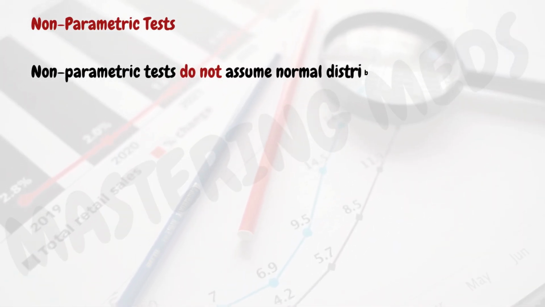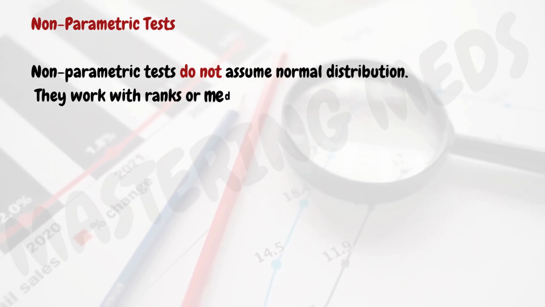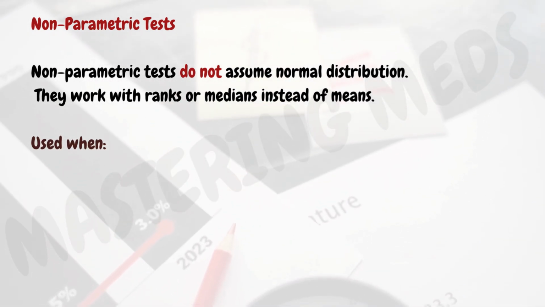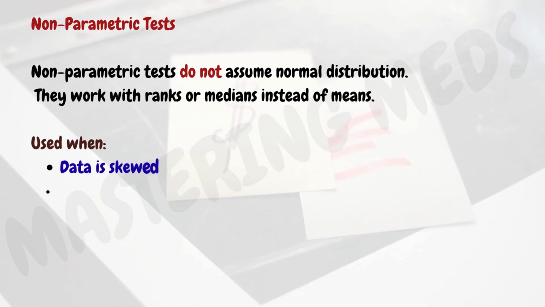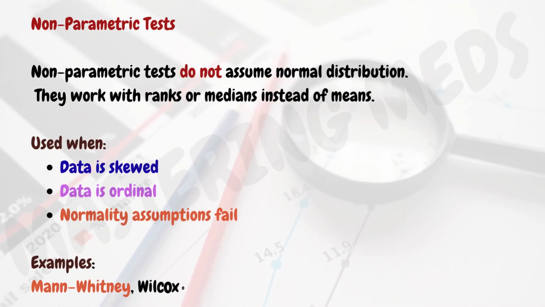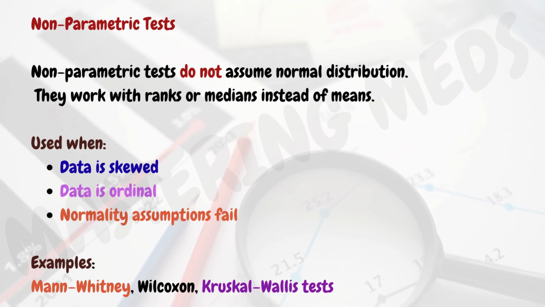Non-parametric tests. Non-parametric tests do not assume normal distribution. They work with ranks or medians instead of means. Used when data is skewed. Data is ordinal. Normality assumptions fail. Examples: Mann-Whitney, Wilcoxon, Kruskal-Wallis tests.